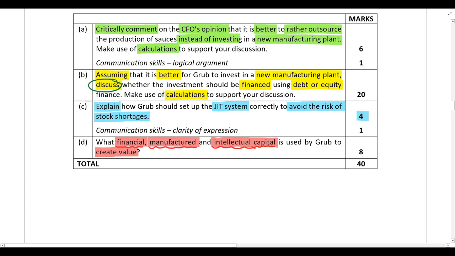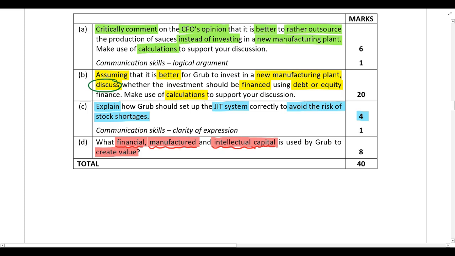Now, guys, financial capital is funds that are available to the company through debt or equity sources. Manufactured capital is tangible assets such as property, plant, and equipment, buildings, equipment, infrastructure, etc. And then lastly, intellectual capital is intangible assets, things that give the company a competitive advantage, such as patents, copyrights, brands, etc. So for these 3 different capitals, we need to explain how Grub uses these capitals to create value.